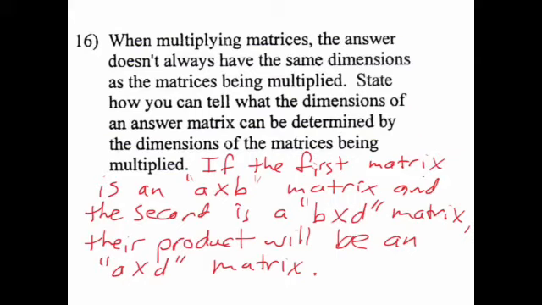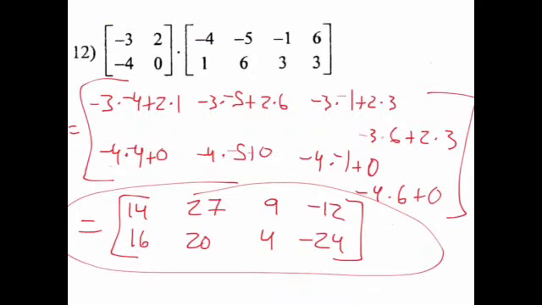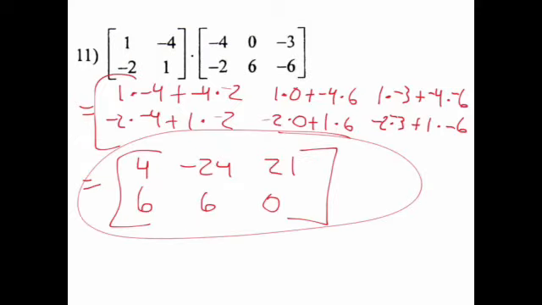If you really want examples of that, you just go back throughout the assignment. This guy here is a 3 by 2, and this one is a 2 by 3, and we ended up with a 3 by 3. And this one was a 2 by 2, this one was a 2 by 5, 2 by 4, and we ended up with a 2 by 4, and that's how it is.